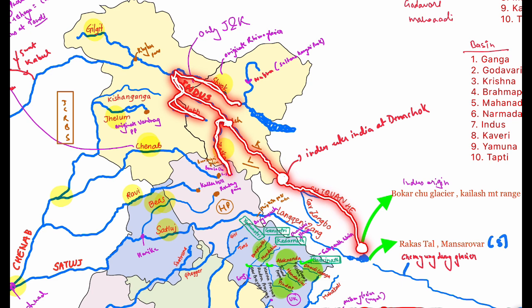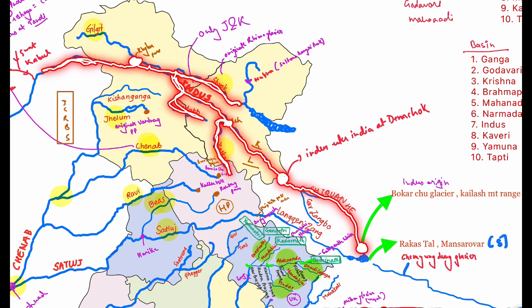Let's continue. Then the river goes on. Here is the Khyber Pass. There is one pass known as the Khyber Pass where the Gilgit River meets the Indus River. We have to remember that the Gilgit River meets the Indus here at the Khyber Pass. Then it moves on and goes into Pakistan. Hope it is clear.